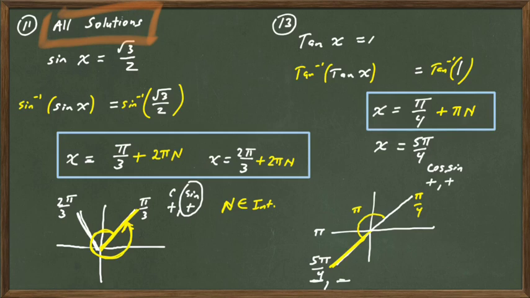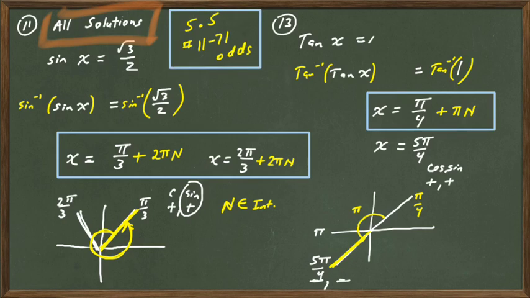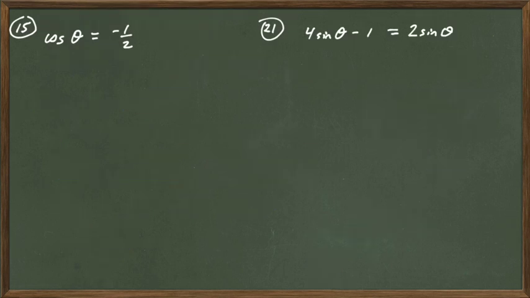Again, this is from section 5.5. We were doing 11 to 71 odds. So that's what the assignment is going to be. Now let's move on to a different one like 15.